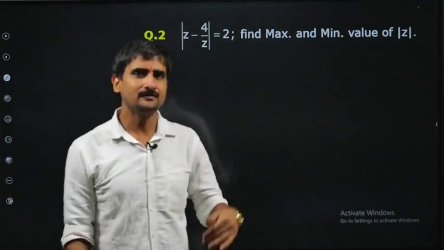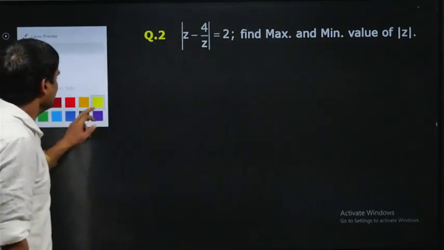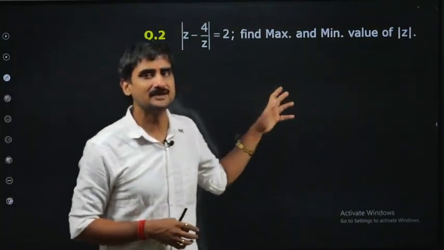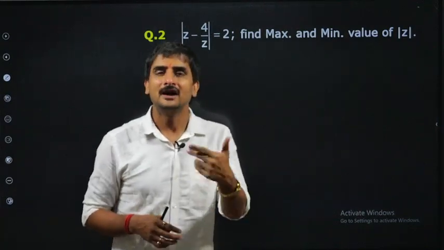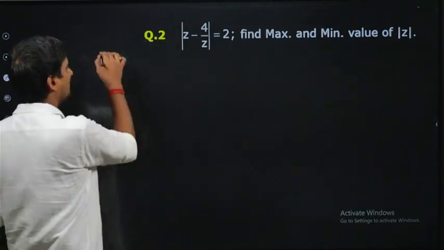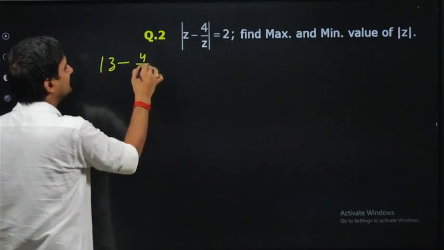So students, moving ahead with another question of complex numbers. The previous one we solved with the help of geometry. This one we are going to solve with the help of algebra here. Because looking at this complex number, mod of z minus 4 by z.